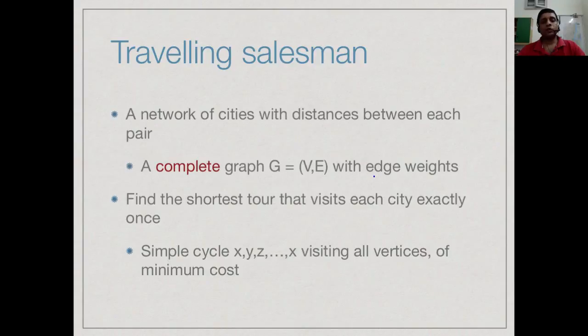So the salesman's goal is to visit every city on this map. The salesman wants to find the shortest tour that visits each city exactly once. In a graph theoretic sense, what it means is that you have a simple cycle. Simple cycle means that no nodes repeat. I don't visit the same vertex twice along this tour, which starts and ends at the same vertex. That's why it's a cycle. So we start and end at the same city, visit every vertex in between, and of minimum cost.